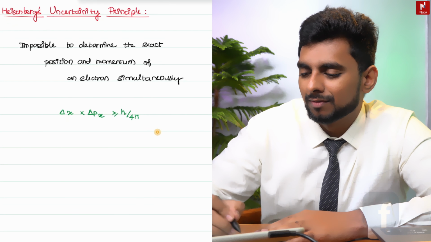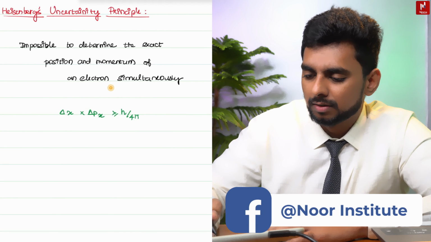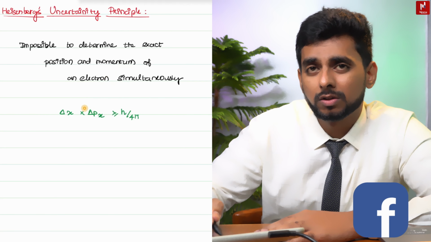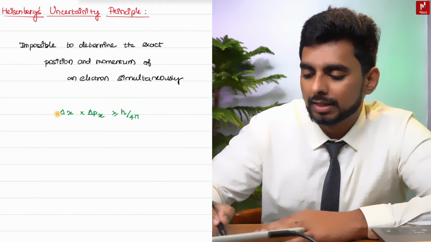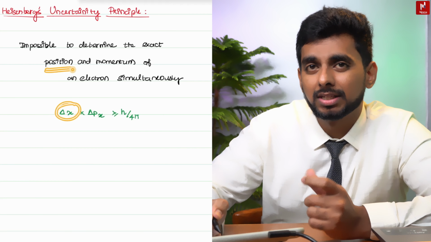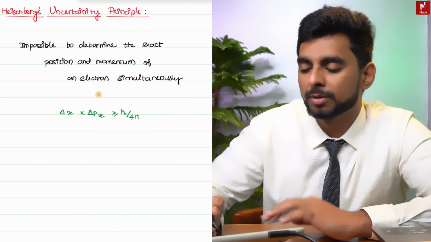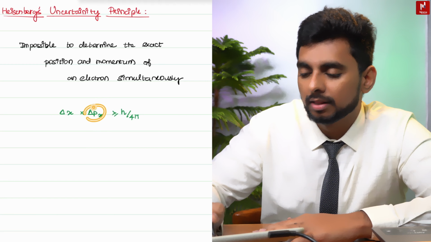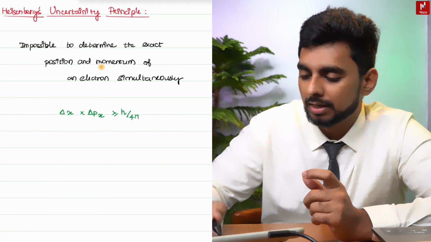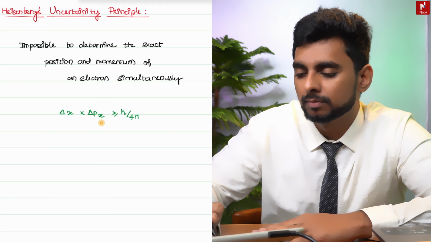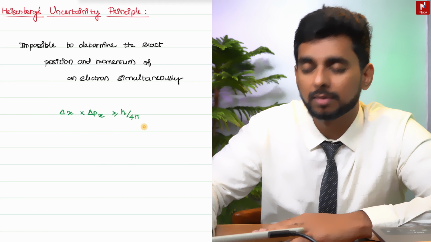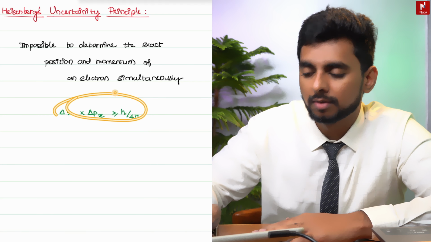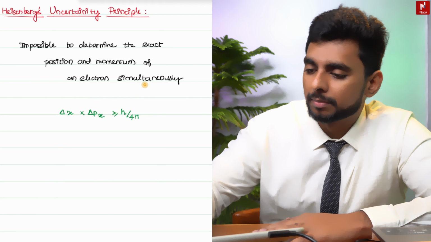They have given you one equation based on this statement, which also has to be memorized. So you have del x, the error in the measurement of position, multiplied by del p, the error in the momentum, which will be greater than or equal to h divided by 4 pi. Fine. So this formula also has to be memorized.